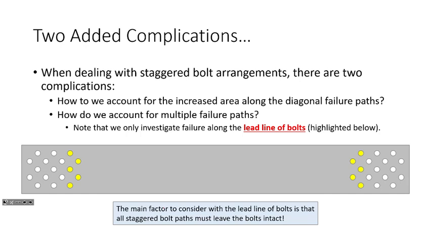And what I mean by multiple failure paths is, if I'm looking at this connection, there are multiple different ways that it could fail, okay? For example, this is a very possible failure path. Another possible failure path is that one. Another one is that one, right? There are multiple different ways that the section could fail, so that is an added complication. And so we handle these one at a time. I'll show you how we handle them one at a time.